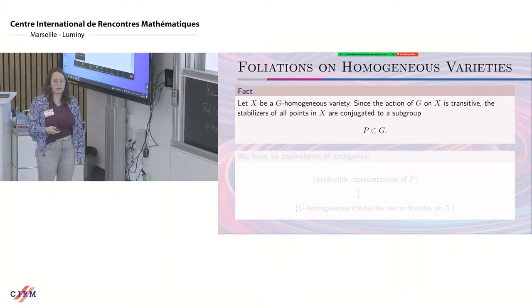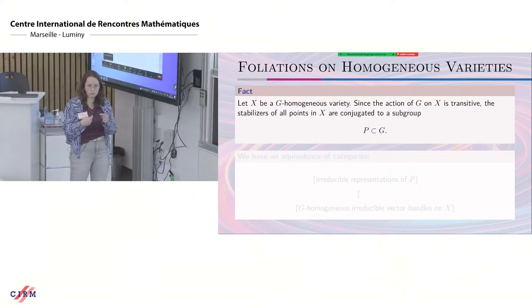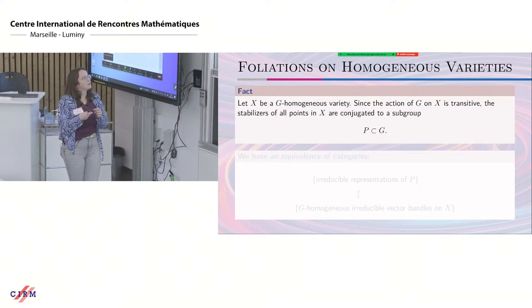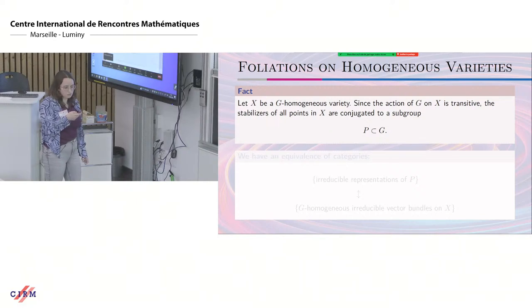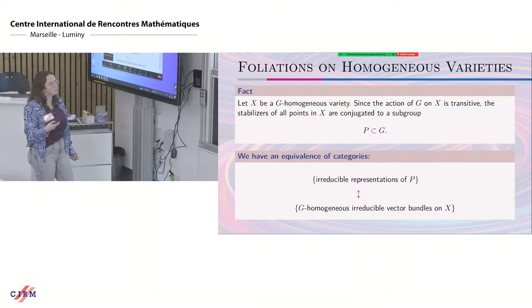So to do this, I will start by recalling some results in representation theory. Note that if you consider G/P = X, a G-homogeneous variety, the action is transitive. So the stabilizers of all points in X are conjugate to a subgroup P of G, and it is a result in the theory of homogeneous varieties that we have an equivalence of categories between the irreducible representations V of P and the G-homogeneous irreducible vector bundles on X.